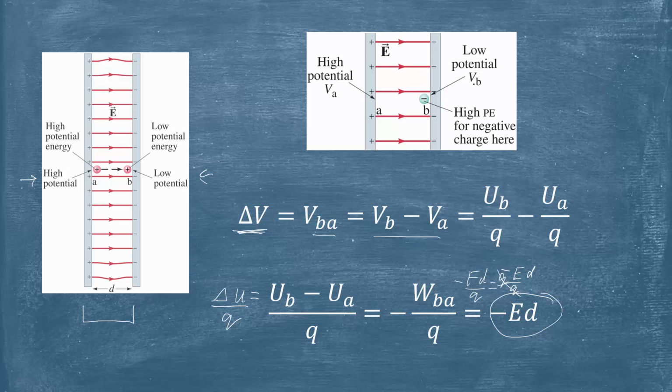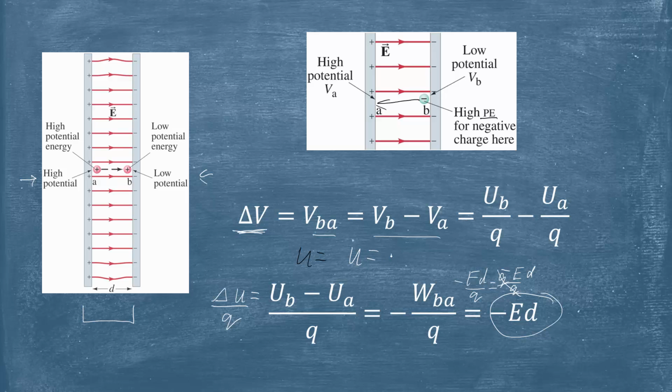So we still call the positive side high potential and the negative side low potential, but now that we're at low potential with a negative charge, this is high potential energy. We know that because if we release this, it's going to go flying this way and it's going to gain kinetic energy. So regardless of what particle there is, the positive side is high potential and the negative side is low potential.